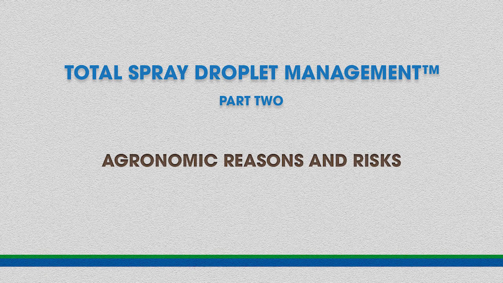Welcome to the Total Spray Droplet Management Series Part 2. Previously, we discussed the importance of successful spray applications by focusing on the three key areas of total spray droplet management: in the tank, through the air, and on the target. In this segment, we will discuss the agronomic reasons and risks associated with spray applications.